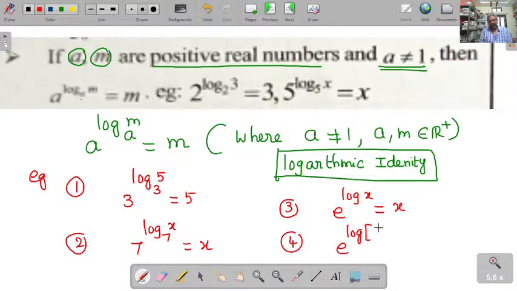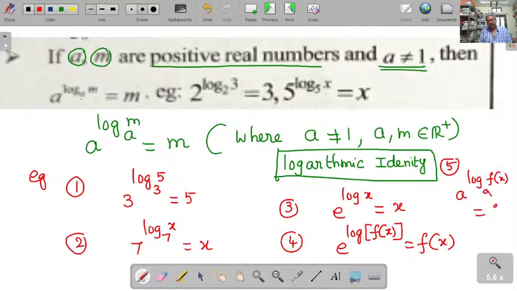It will be very useful for differential equations also. So this will be f of x. I hope it's very clear to you. And also a to the power of log f of x to the base a is f of x. You can take the screenshot, I hope it's very clear to you.